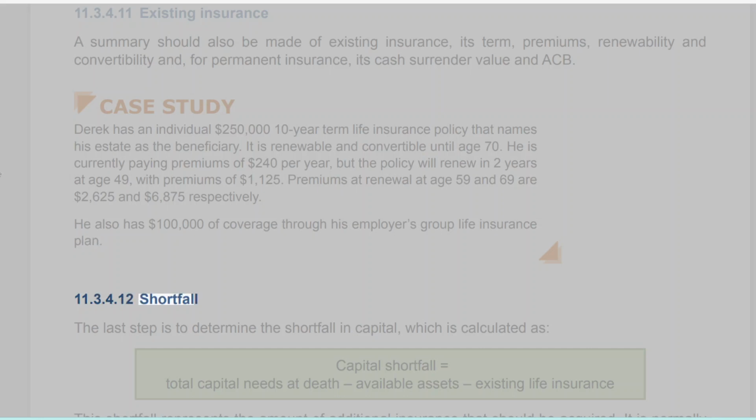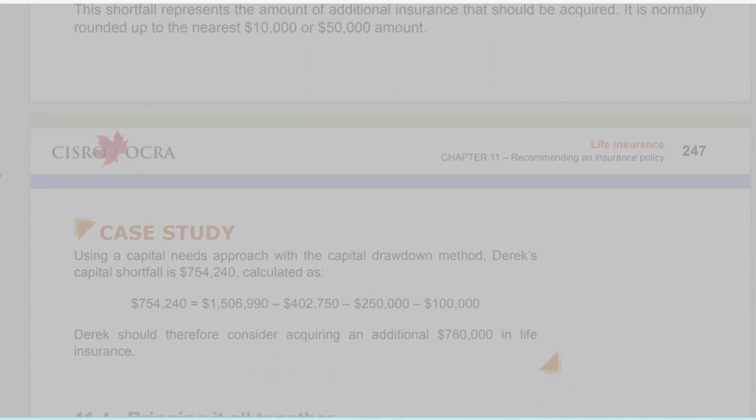1.1.3.4.12 Shortfall. The last step is to determine the shortfall in capital, which is calculated as capital shortfall equals total capital needs at death, minus available assets, minus existing life insurance. This shortfall represents the amount of additional insurance that should be acquired. It is normally rounded up to the nearest $10,000 or $50,000 amount.